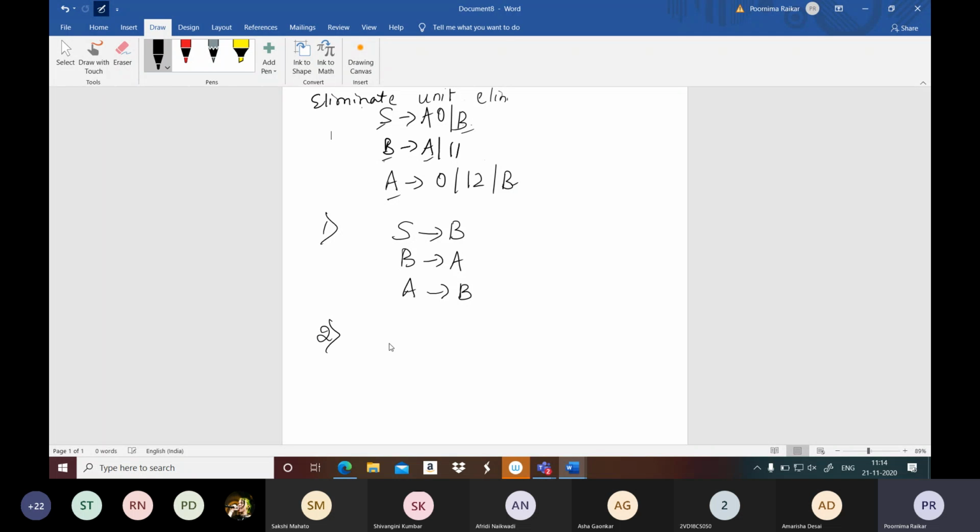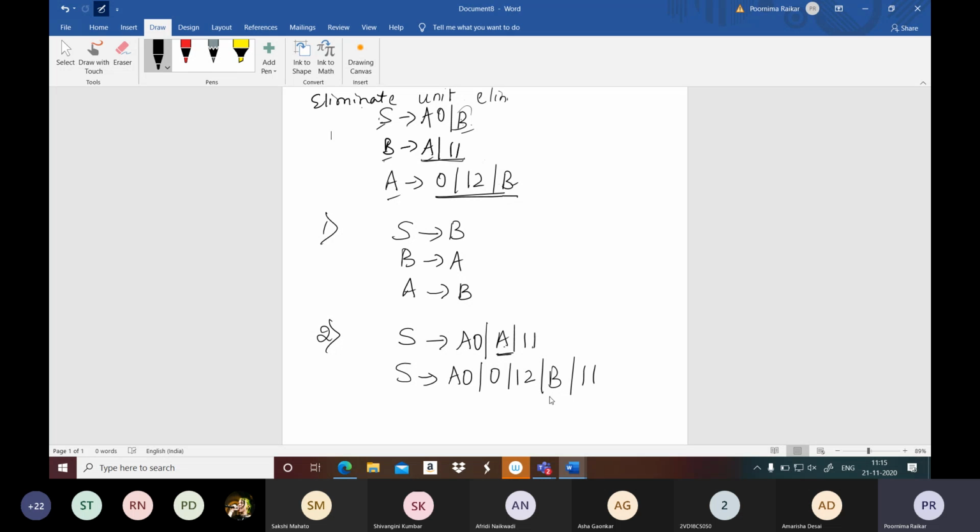The second step is to eliminate them. So S → A0, and S → B is a unit production. B can be substituted with what? A11. For B I can substitute this. Next, again with S → A you have a unit production, so again I have to eliminate this A. A can be substituted with 0, 1, 2, B, because I have to eliminate A with all of this. Then keep this 11 as it is. So I have eliminated A with this.